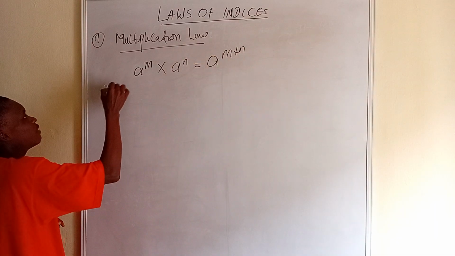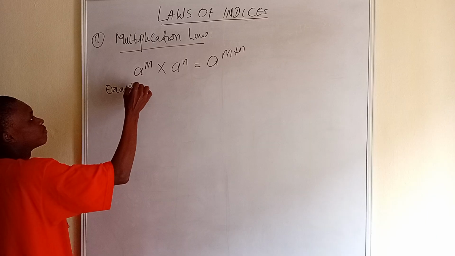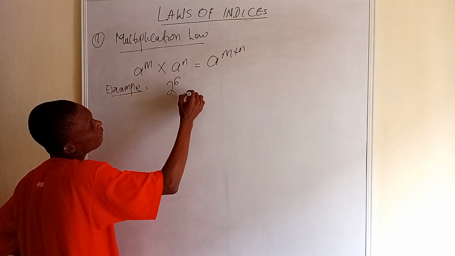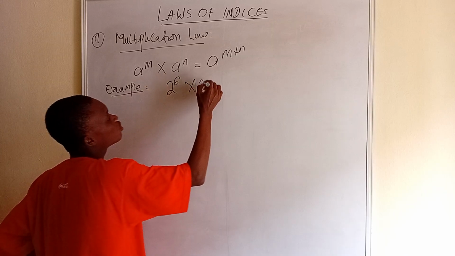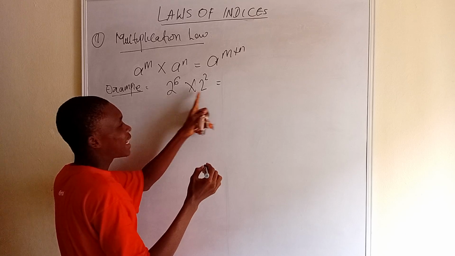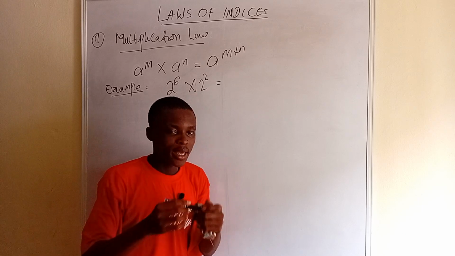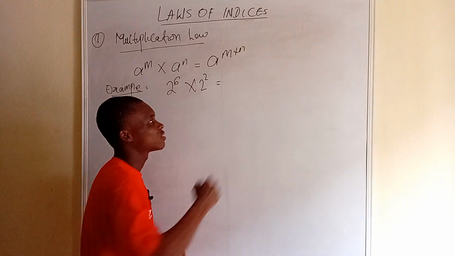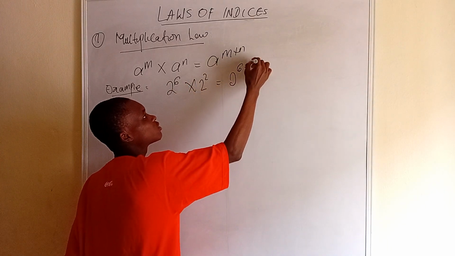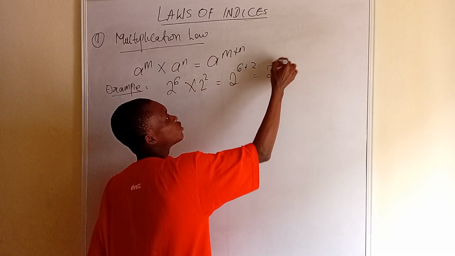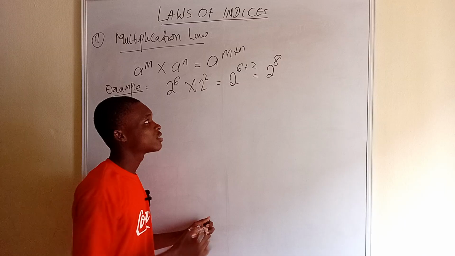All right, example, if we have 2 to power 6 times 2 to power 2. Whenever we are multiplying and the two bases are the same, we take one of the base and add the powers. So this becomes 2 to power 6 plus 2, and this equals 2 to power 8. So that's how you use it.